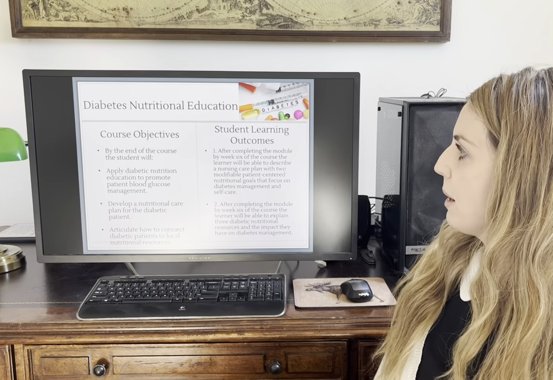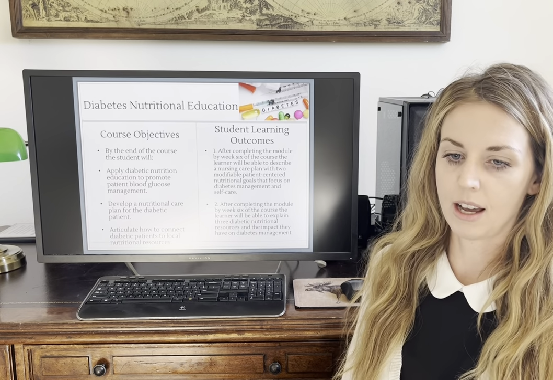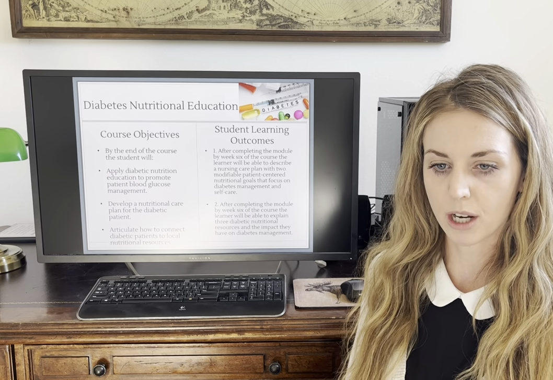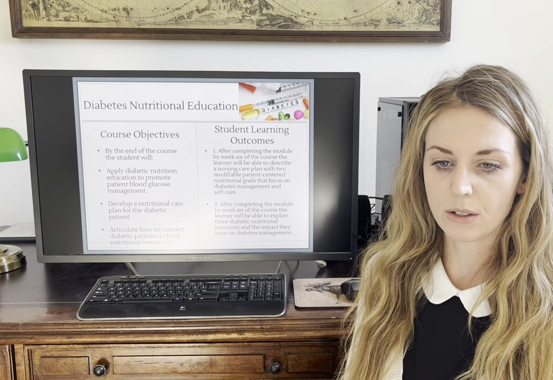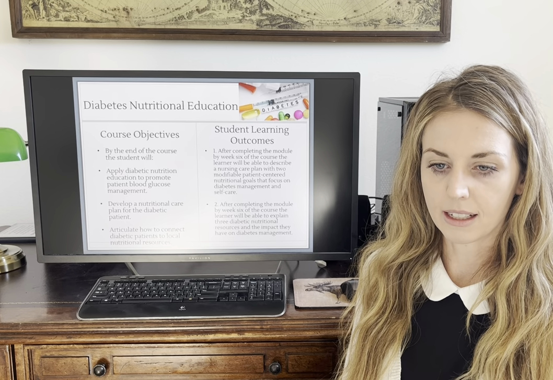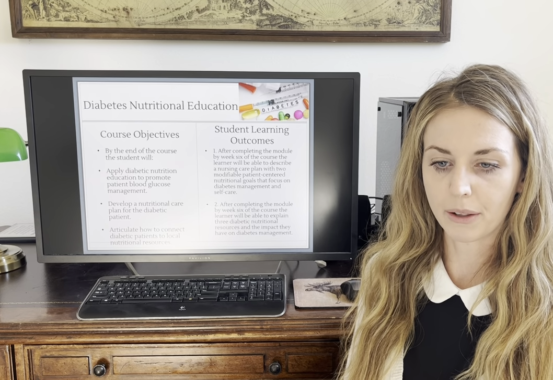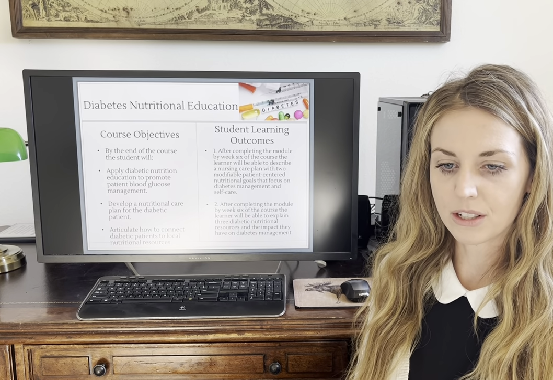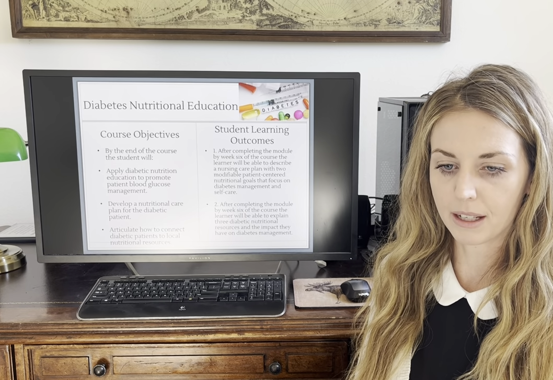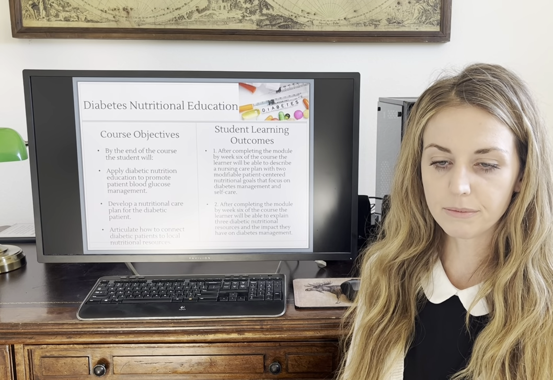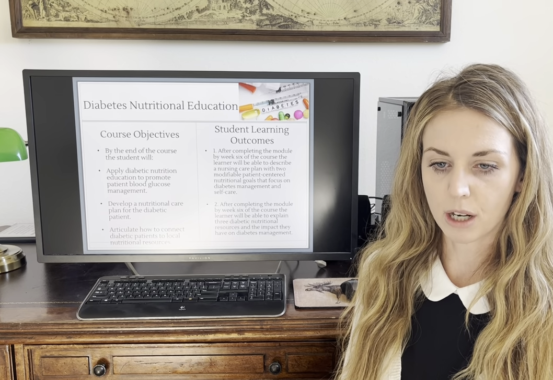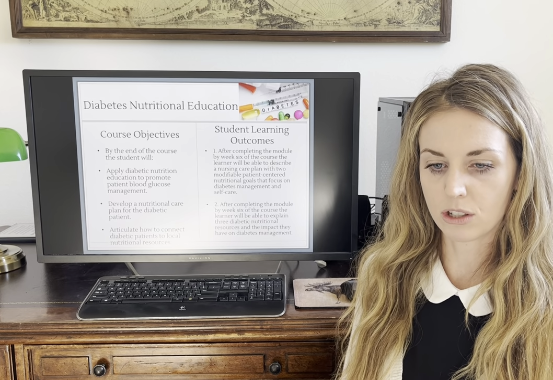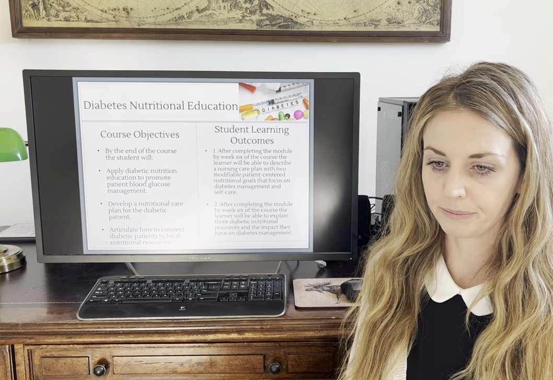And then I'll talk to you about diabetes nutritional education for the course objectives and student learning outcomes. So the first course objective is that by the end of the course, the student will apply diabetic nutrition education to promote patient blood glucose management. And then for the second course objective, by the end of the course, the student will develop a nutritional care plan for the diabetic patient. And then the third course objective is by the end of the course, the student will articulate how to connect diabetic patients to local nutritional resources.